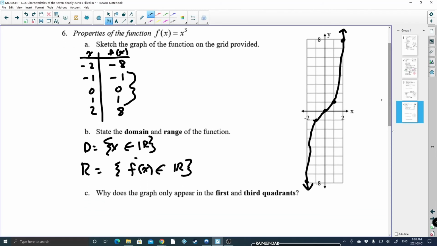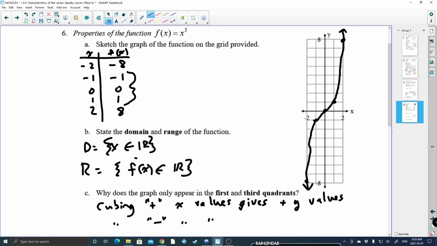Question: why does this graph only appear in the first and third quadrants? Why doesn't it appear down here or down here? That's because of the way the cubic value works. So cubing positive x values gives positive y values, and cubing negative x values gives negative y values. We've talked about these little quote symbols, meaning repeat the thing that's above it. So that's just the same sentence again, but changing the sign to -x and -y.